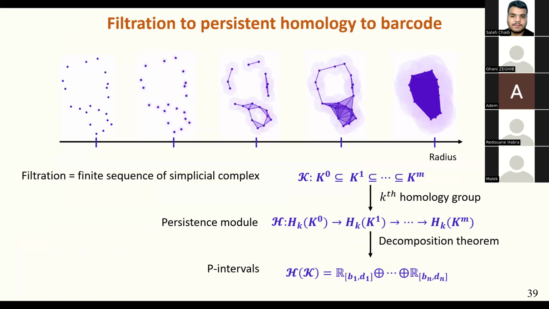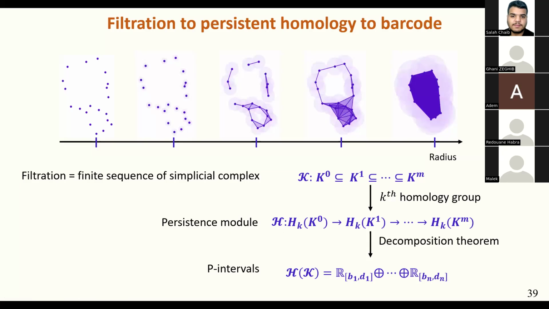And algebraically, this is equivalent. The filtration process is a nested sequence of simplicial complexes to which we apply the homology group in dimension k. This generates what we call the persistence module, which by the decomposition theorem is decomposed into what we call p-intervals that give us the intervals in the barcode.